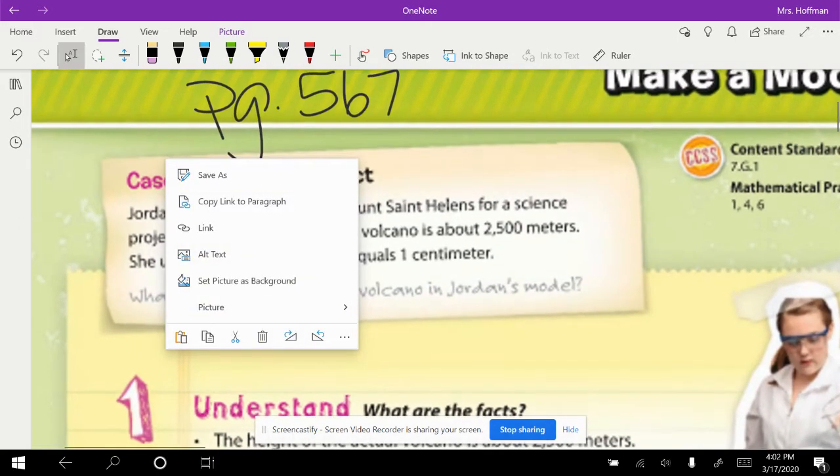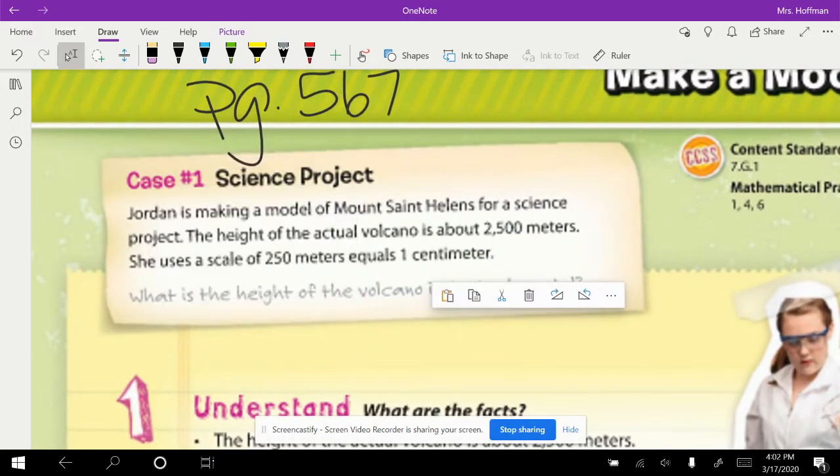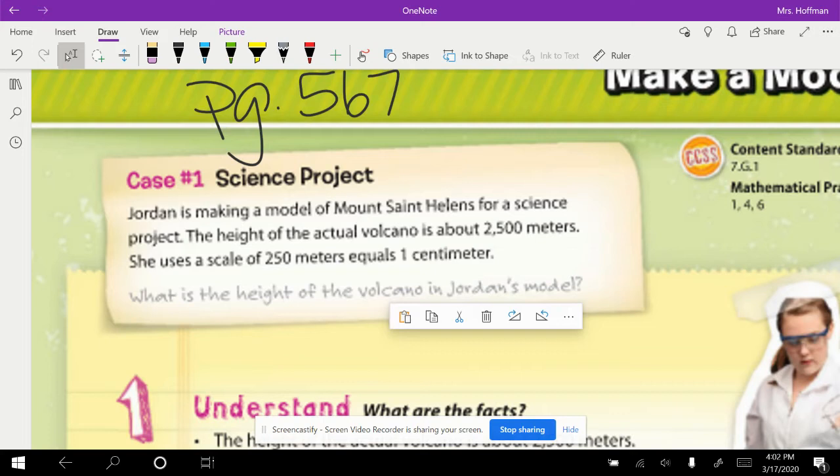It says, case number one. Jordan is making a model of Mount St. Helens for a science project. The height of the actual volcano is about 2,500 meters. She uses a scale of 250 meters equals 1 centimeter. What is the height of the volcano in Jordan's model?